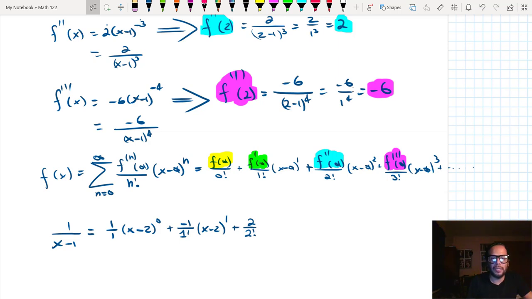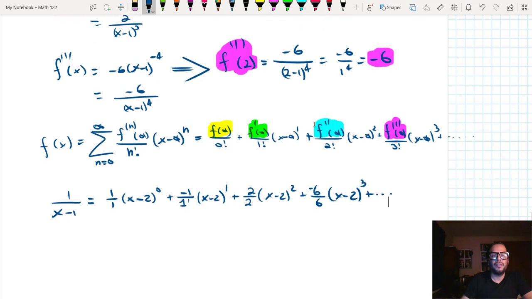And I know what you're thinking here. Actually, let me keep everything in terms of factorials. I know that you want to, you know what, never mind, forget about the factorial thing. I'm going to do that for the next example, in fact. Okay, so 2 factorial is 2. That'll be x minus 2 to the second power, plus -6 over 3 factorial, which is 6.